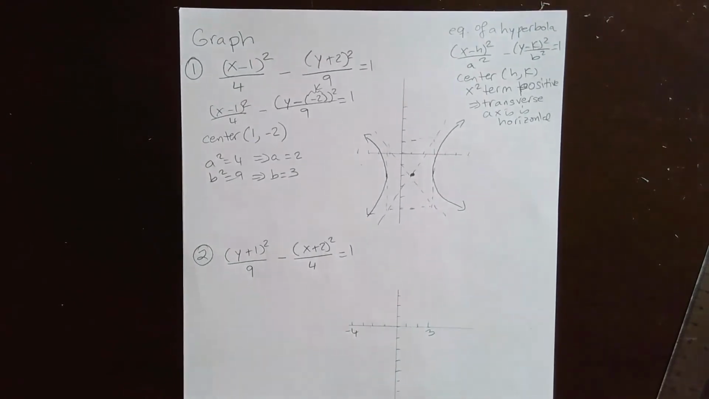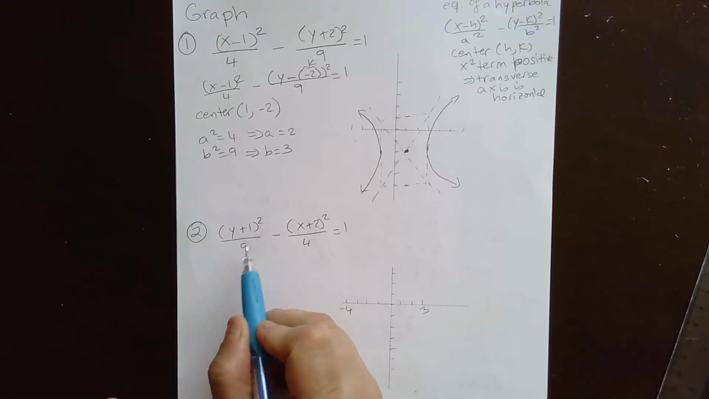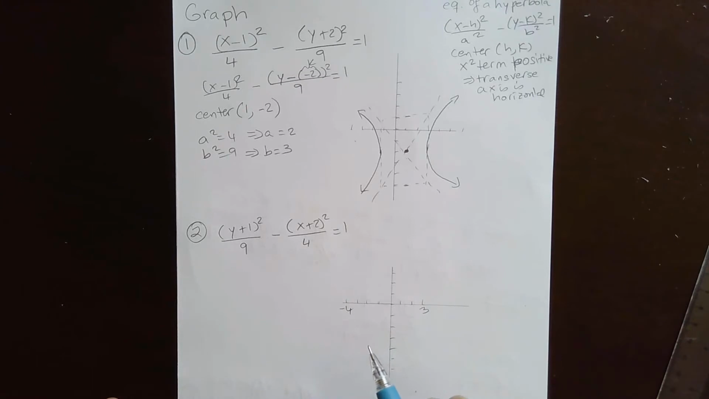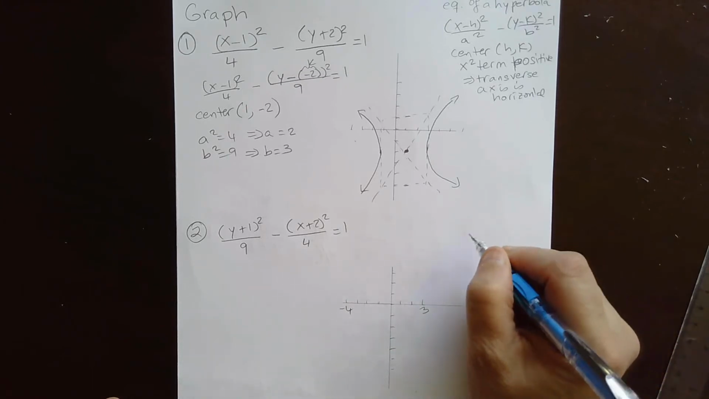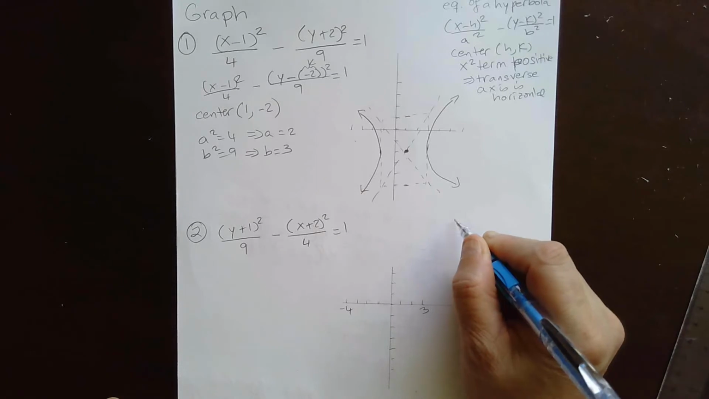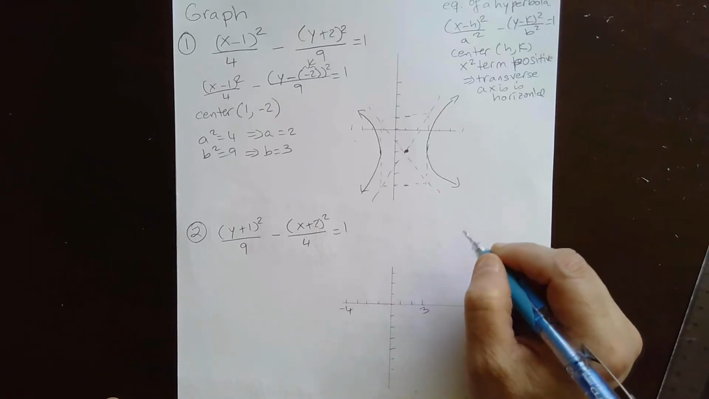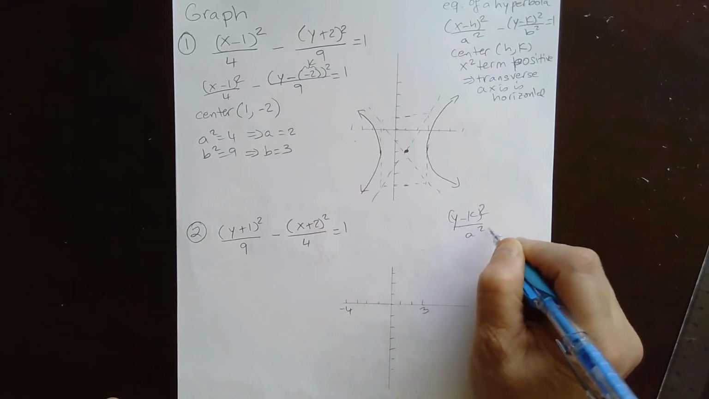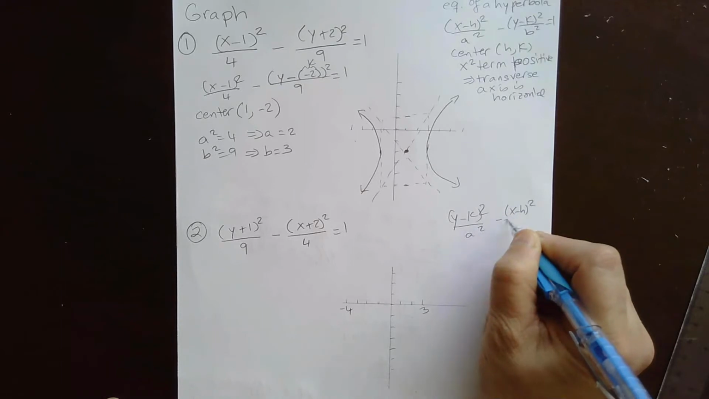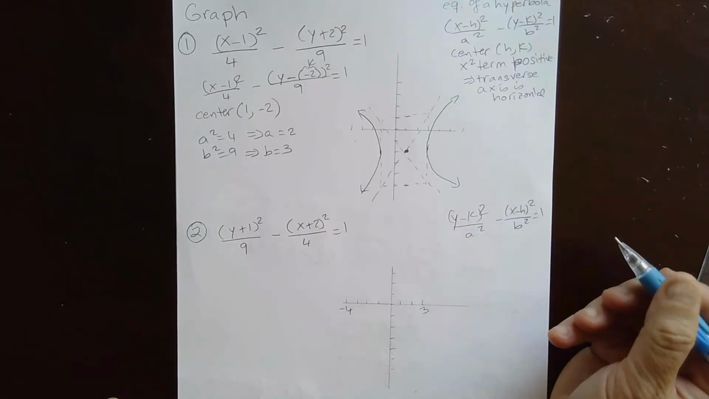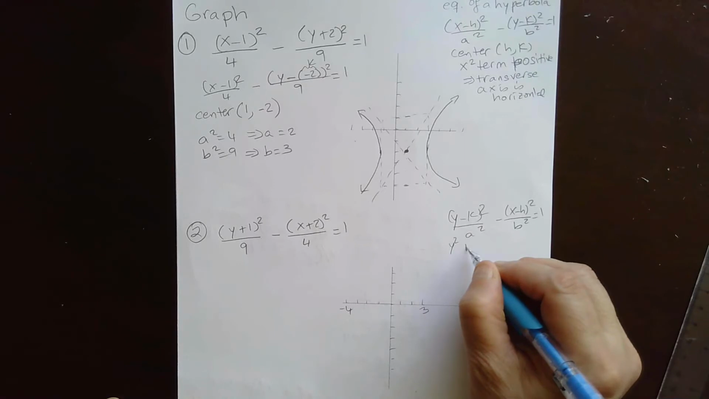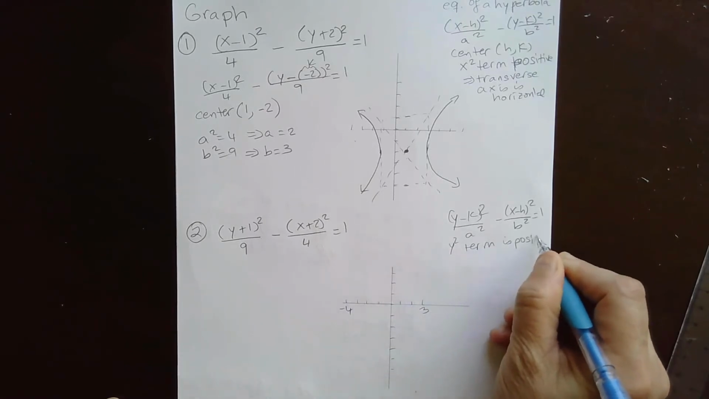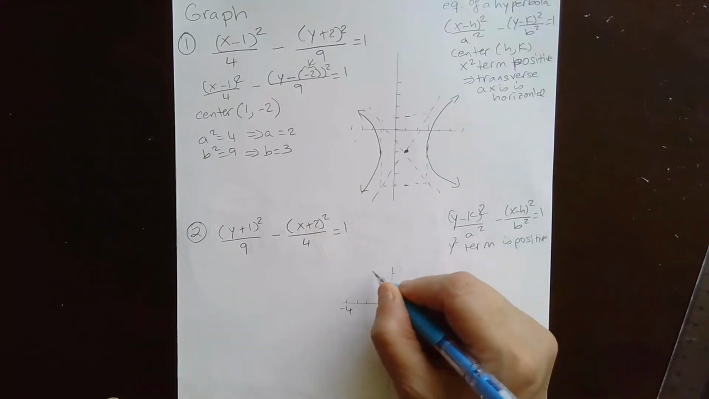Now let's take a look at the second equation. You have (y + 1)² over 9 minus (x + 2)² over 4 equals 1. Now this one has the y² term positive, so the hyperbola is up and down. So this is (y - k)² over a² minus (x - h)² over b² equals 1. So the y² term is positive in this example, so the hyperbola is going to open up and down.